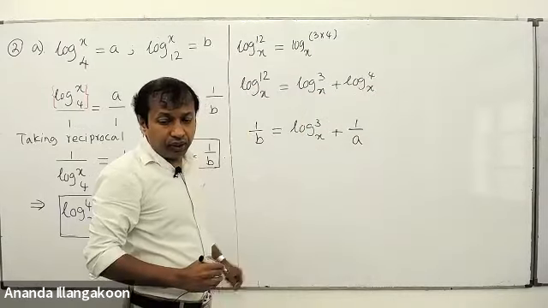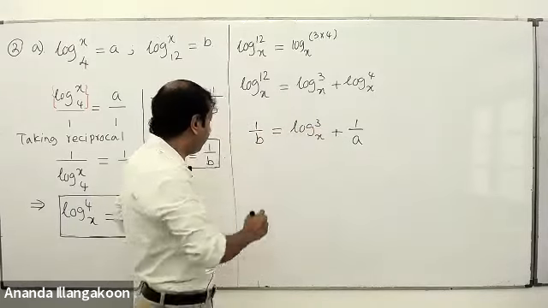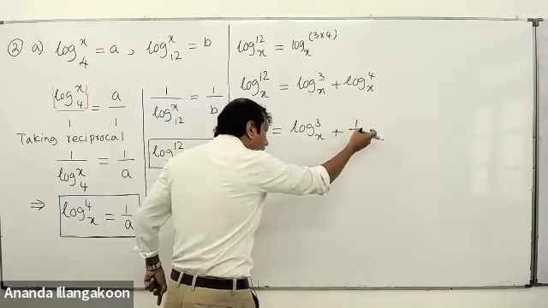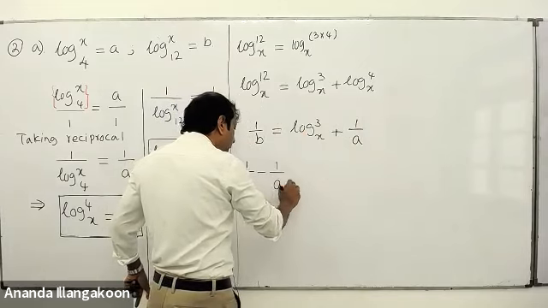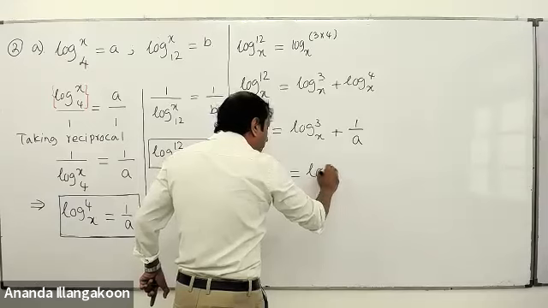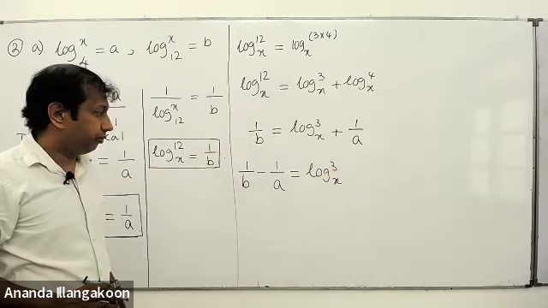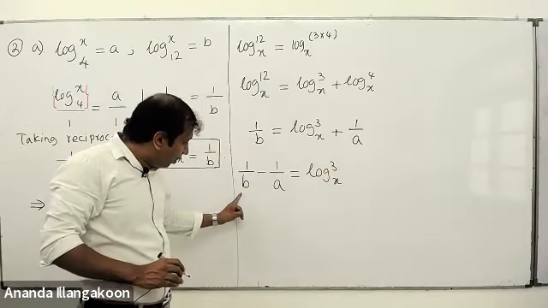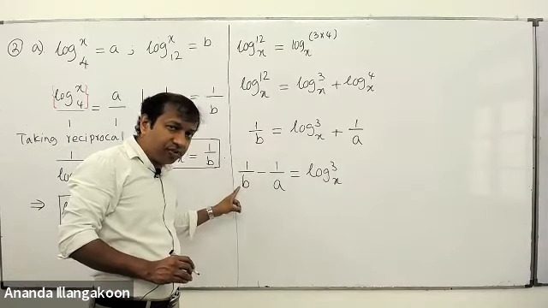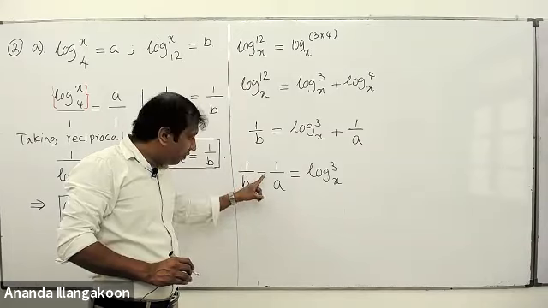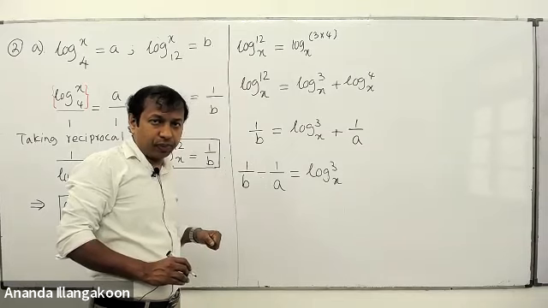Understood. Now we'll take this 1 upon a to this side. I want to take this 1 upon a to the right hand side, so once we move it, it will be 1 upon b minus 1 upon a is equal to what? Log 3 to the base 6. Right? Now we shall simplify this. Here we have a difference of two fractions.